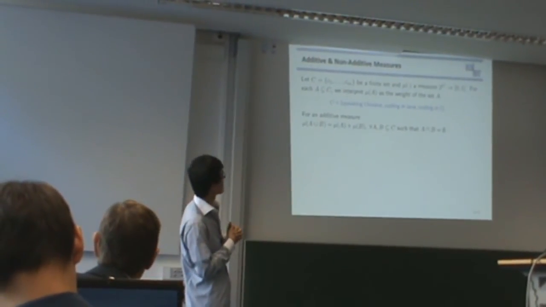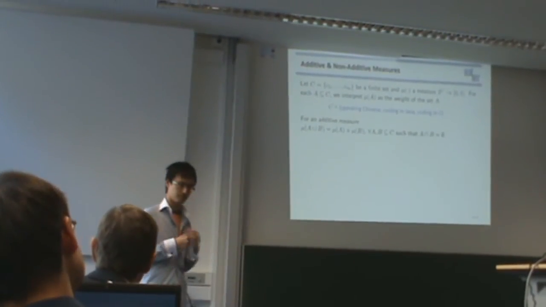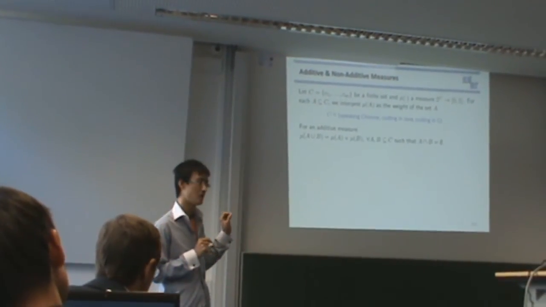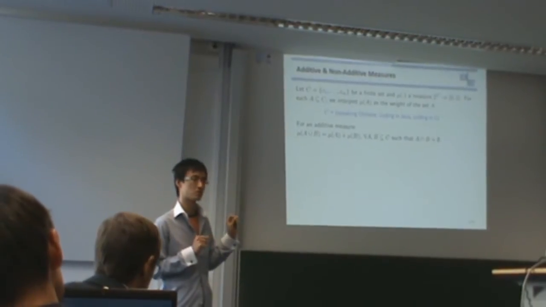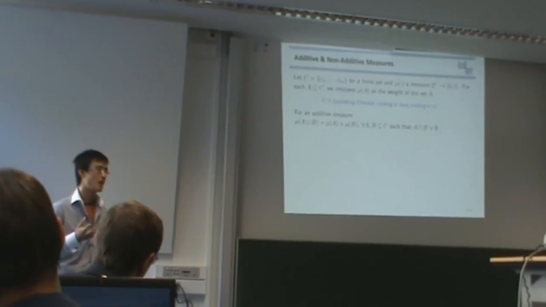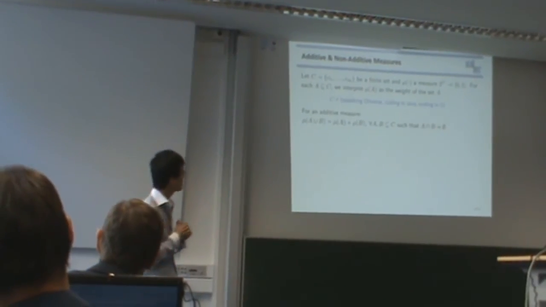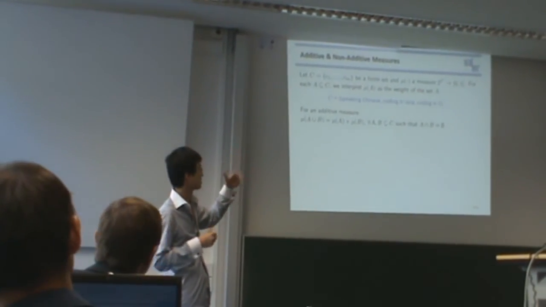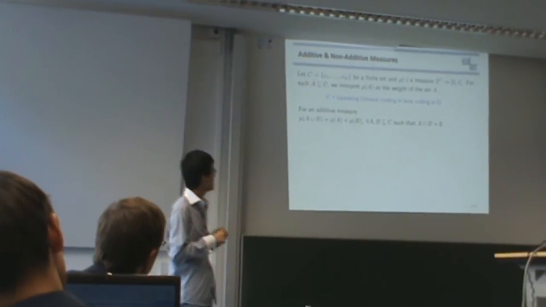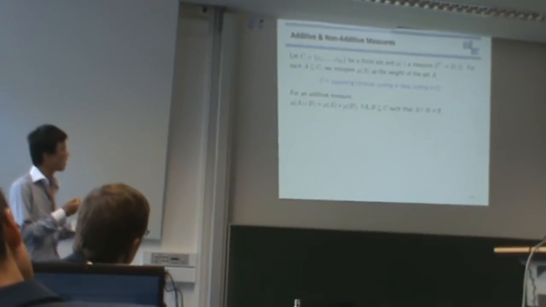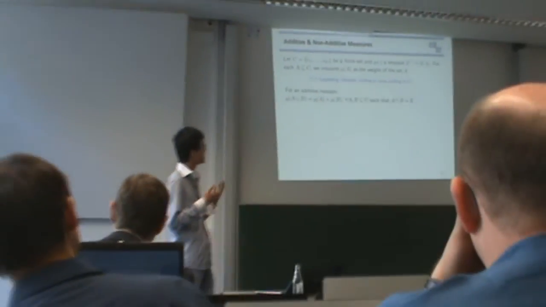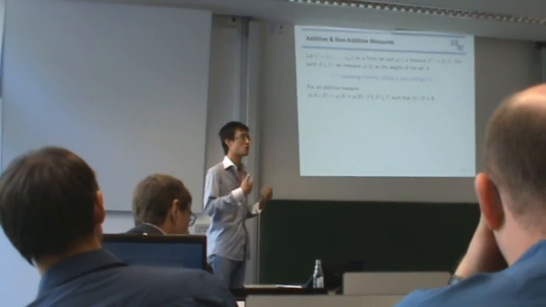Now we have a set C, which is a finite set. For ease of representation, let's for now consider C as binary values, also binary categories. And we have a measure mu, which is defined on this set C. For example, you can consider C as a set of skills: speaking Chinese, coding Java, and coding C, for example. And we have this mu on a set A, which you can simply think of as the weight of the set A. So how important is this set?